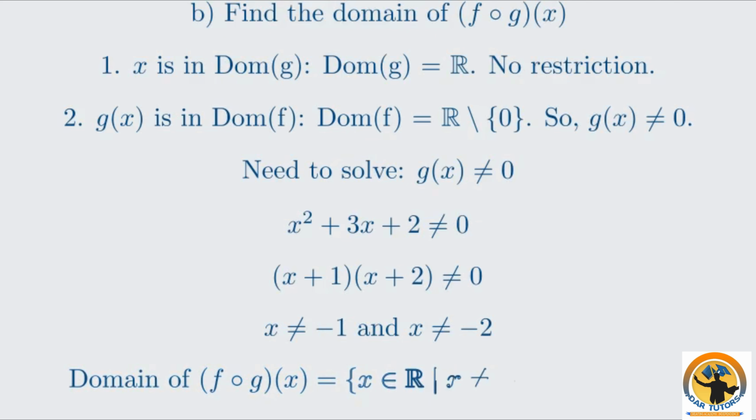This shows that the domain of the simplified expression 1 over (x plus 1)(x plus 2) is the domain of the composite function, provided the domain of g imposes no additional restrictions.